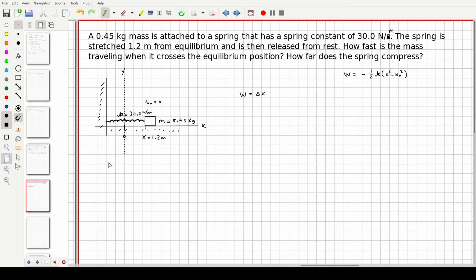Now, that said, let's just go ahead and write out our givens and what we're trying to find. Given initial velocity is 0, spring constant is 30.0 newtons per meter. Our initial position is 1.2. Sorry about that. Final position is 0.